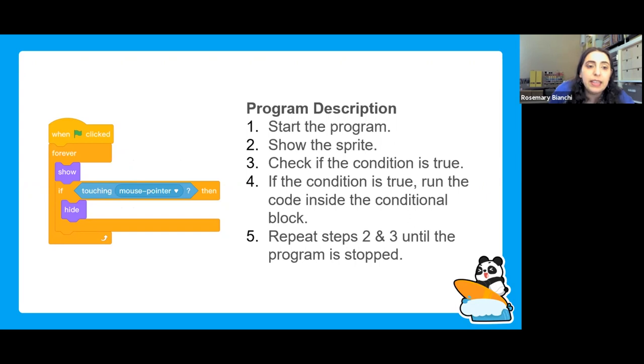So in this program, when the green flag is clicked, or when the program starts, show the sprite, check if the condition is true. If the condition is true, or if the sprite is touching the mouse pointer, then run the code inside the conditional block. Repeat steps 2 and 3 until the program is stopped, because it is a forever repeat block, so it will repeat forever. It will show and it will hide when you touch the mouse pointer, okay?